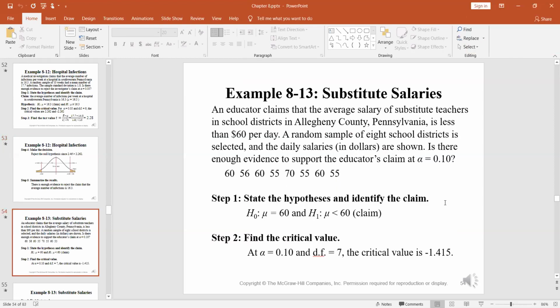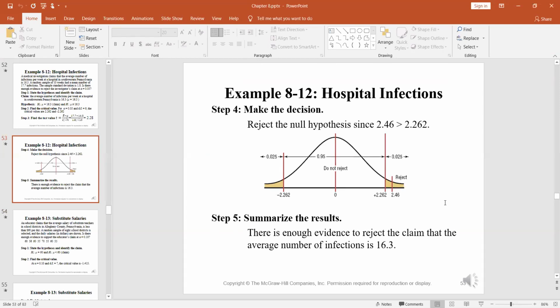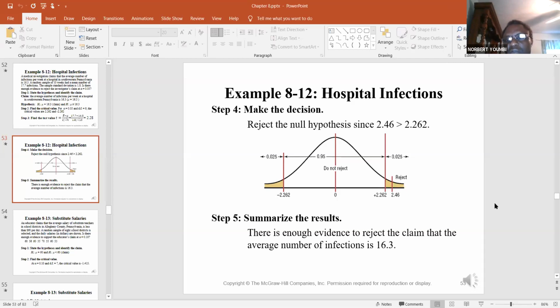Could you, I'm just curious, would you be able to use the p-value still to figure that out? Yes, there's more than one way. You can use the p-value. If you use your calculator, it will give you the p-value. But using the T table is a little bit more complicated. Using the calculator, you will get the p-value, and you will see that this p-value is less than alpha, and you will reject the null hypothesis and make the same conclusion. Okay.